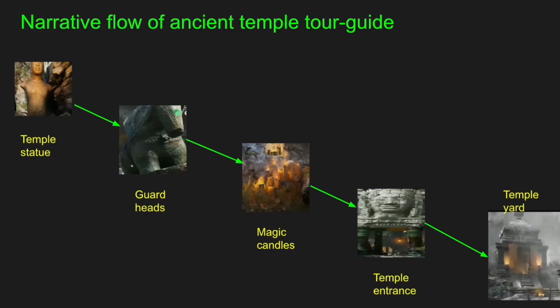A narrative flow of an ancient temple tour guide can go like this. If the user enters the temple premises, the character can guide the user through the temple statue, then to the guard heads, to the magic candles, to the temple entrance, and then to the temple yard. At each step the character will talk about that particular location, answer any user queries, and if the user does not have any query, move on to the next step. In this tutorial video, I'll try to build such a narrative design in the Convoy Playground.